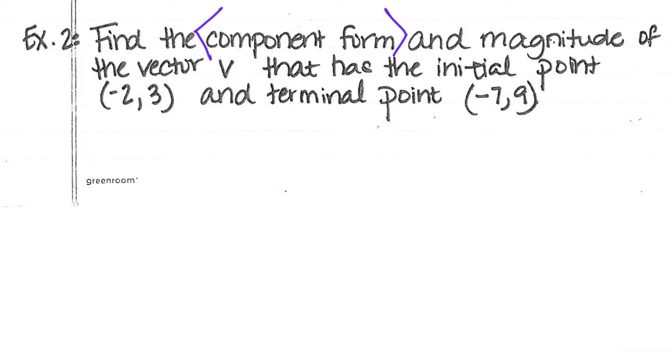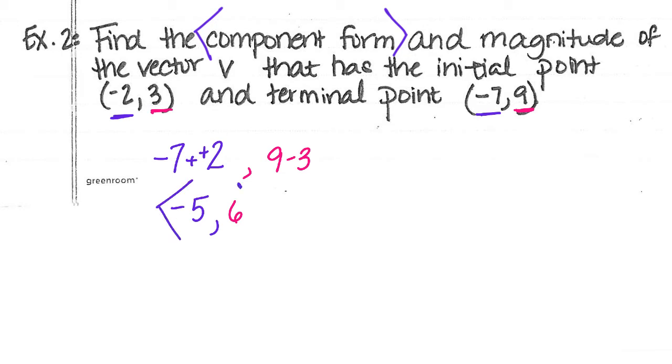The component form, we're literally just taking, all right, so we're just going to take the terminal and subtract the initial. -7 minus a -2 gives us a -5. And we're going to do the same with the y's. The terminal minus the initial. 9 minus 3, that gives us 6. Now, the confusing thing is, because we're going to start getting to a lot of different forms, the component form we write in these little carets. So the component form of this will be <-5, 6>. Yes, that does look like an XY point, but component form, I say, is written in carets.